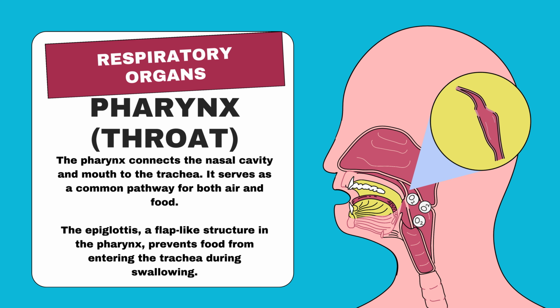Pharynx, throat. The pharynx connects the nasal cavity and mouth to the trachea. It serves as a common pathway for both air and food. The epiglottis, a flap-like structure in the pharynx, prevents food from entering the trachea during swallowing.